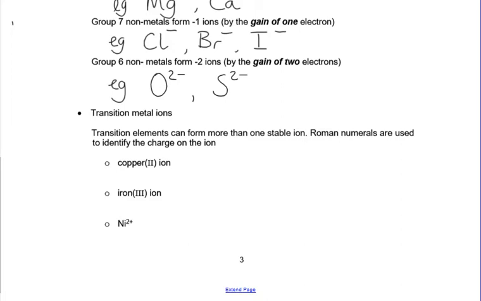If you aren't familiar with the Roman numerals up to 7, you need to practice the Roman numerals. We've got I, II, III, IV, V, VI and VII. You just need to be able to go to 7 in A-level chemistry. Copper(II) is telling us, the 2 in Roman numerals is telling us that the charge on copper is 2+.